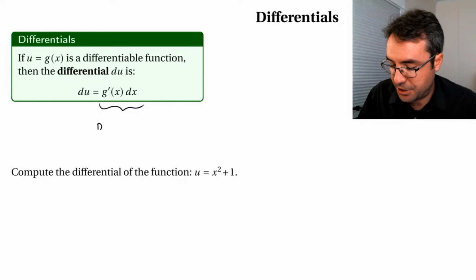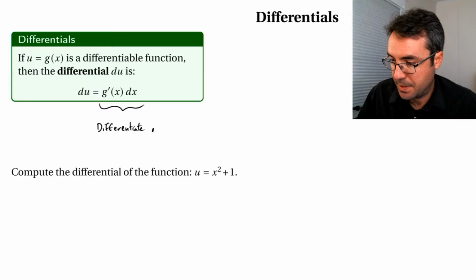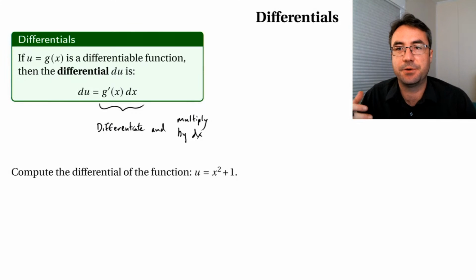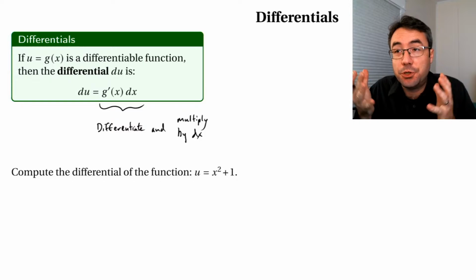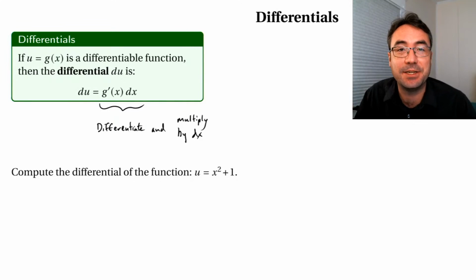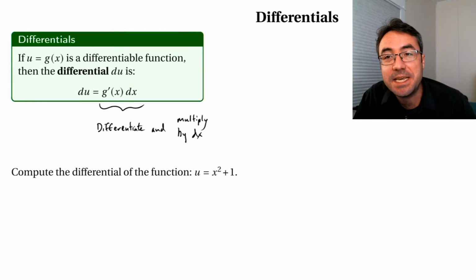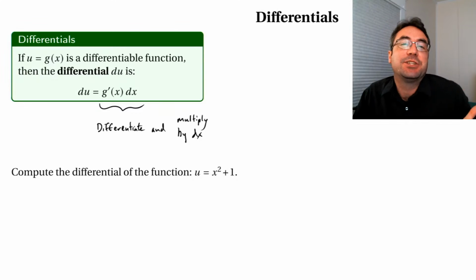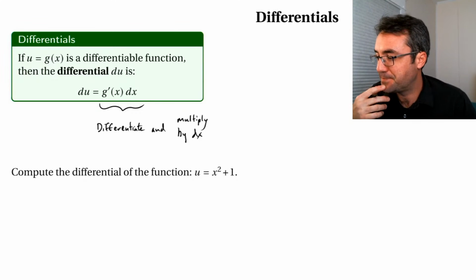So we're going to differentiate our function and then multiply by dx. And so dx we can think of as just like a variable. It's a variable with two letters in its name. So normally we use things like x and y and u and theta and t. dx is just a variable just like that. It just has two letters in its name.